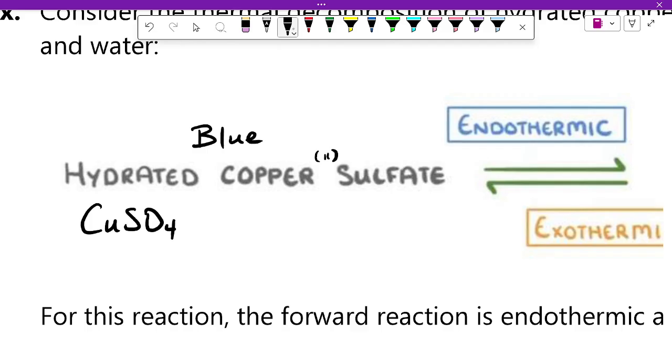Does anyone remember how to put those 5 waters onto this formula? Dot. And then 5H2O. They're embedded in the crystal structure.